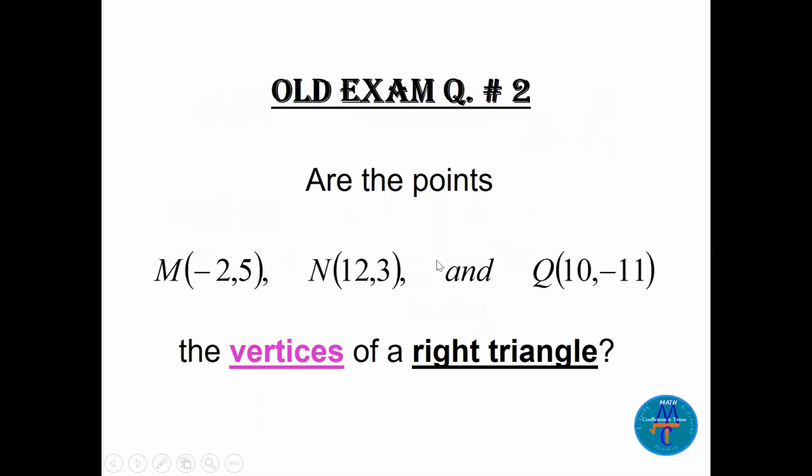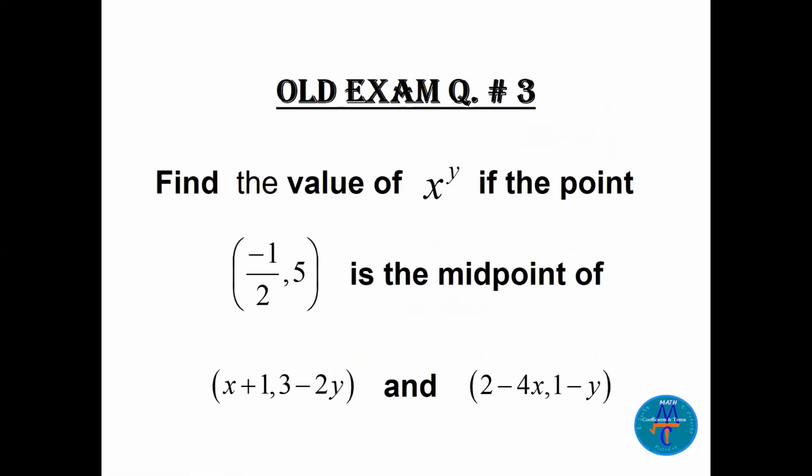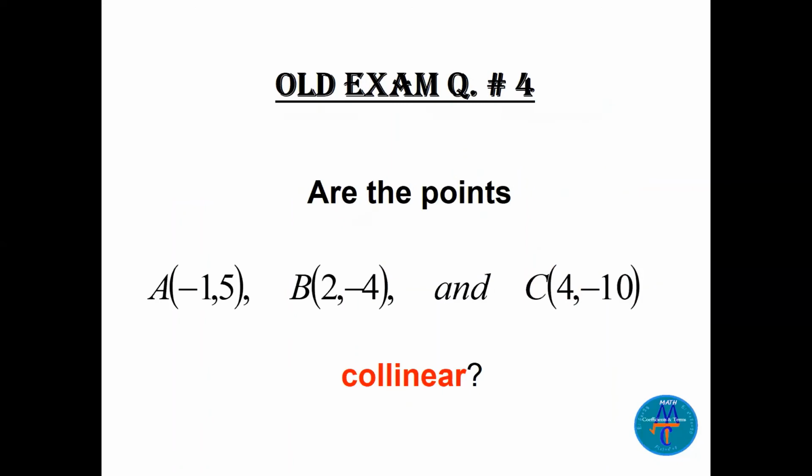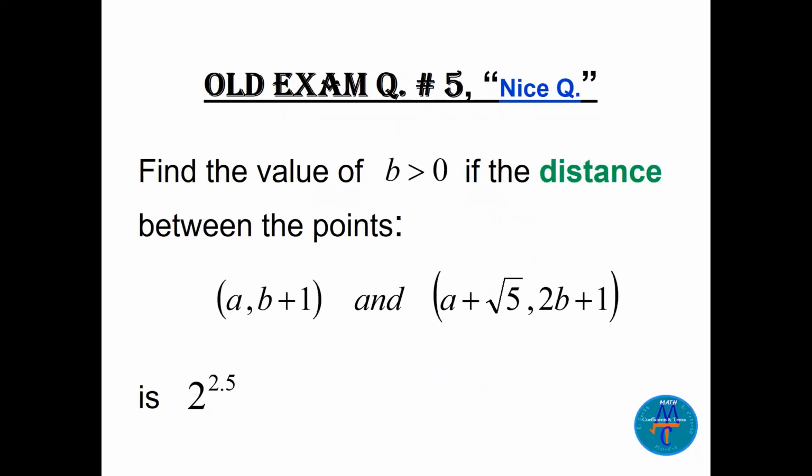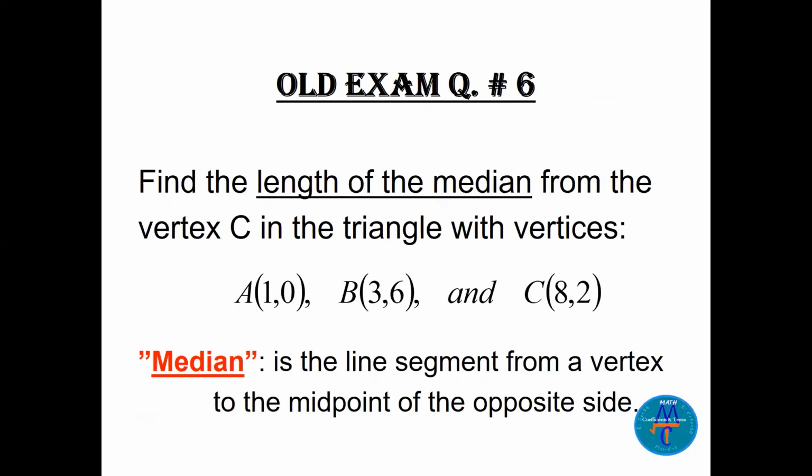Then all the exam question number two, I give you 3 points. Are these the vertices of a right triangle? Nice question. And that's all the exam question number three about midpoint. Question number four, question number five, you can check. This is the distance, find small b. See, find the value of b. You can try. I will tell you what to do now.